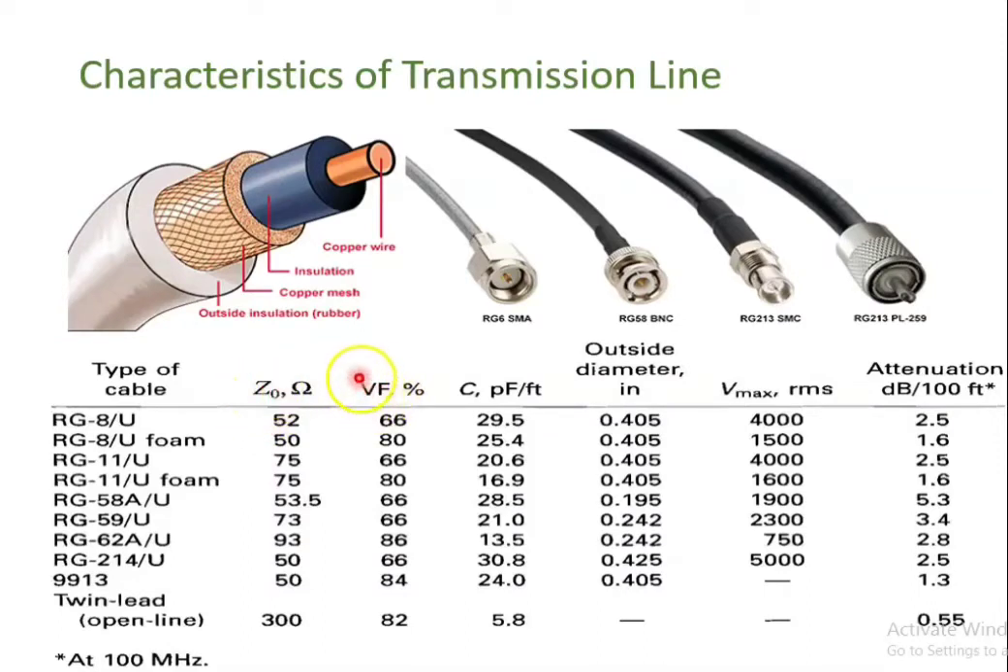And we have a velocity factor. In terms of percentage, how fast the signal is traveling on the line is given by the velocity factor, followed by the capacitance in picofarad per feet, the size of the cable, and voltage and attenuation given for different types of cables. For open wire line, the characteristic impedance is 300 ohm.